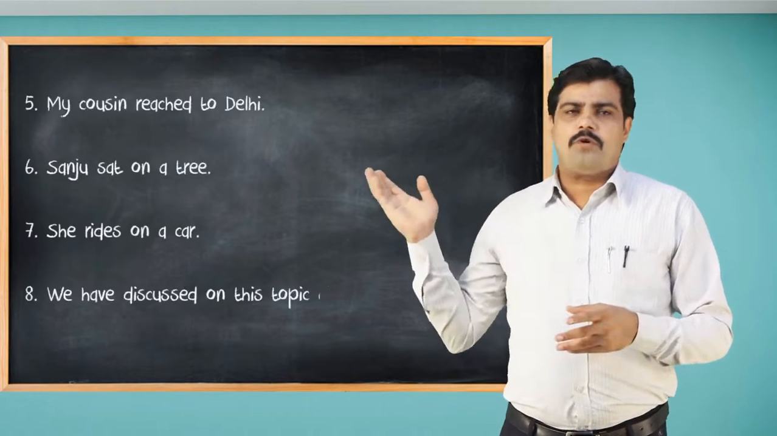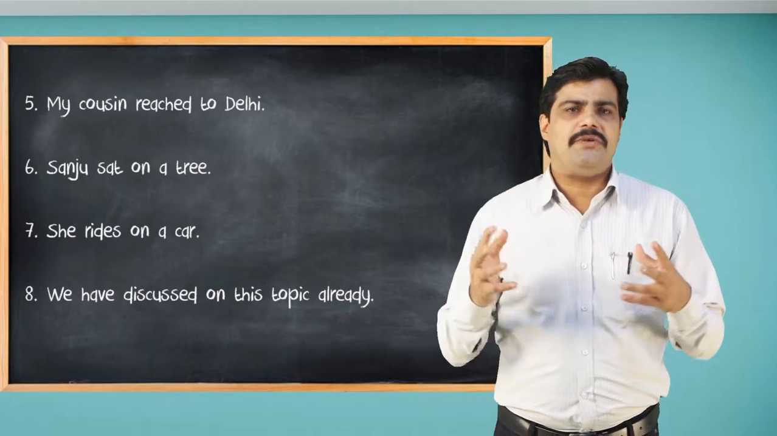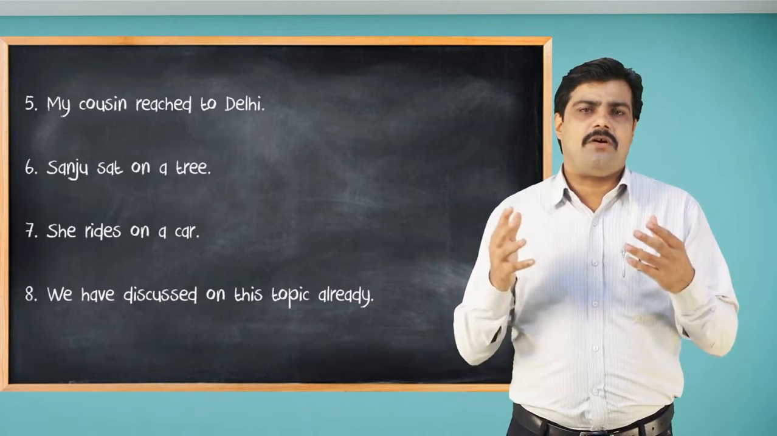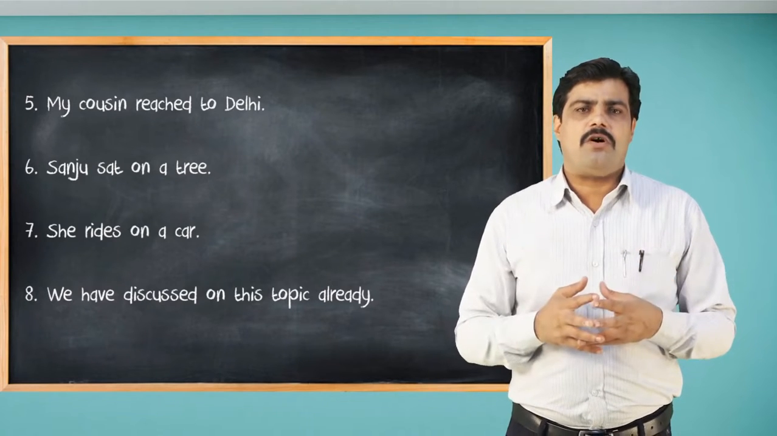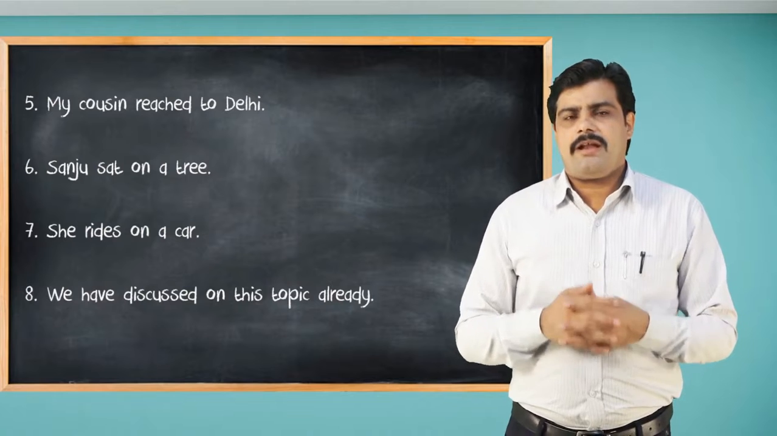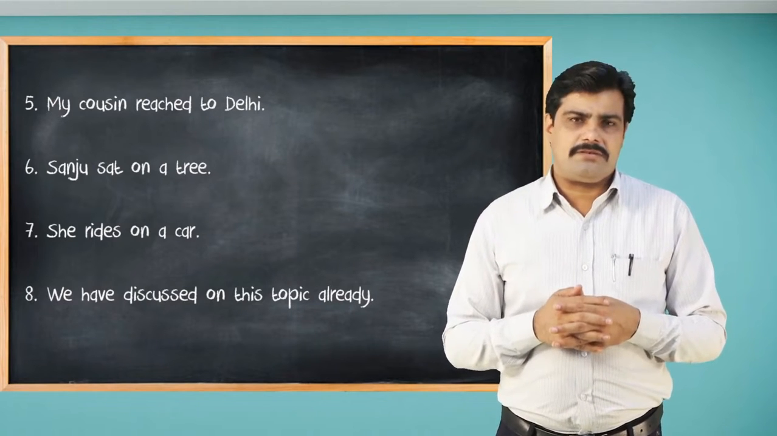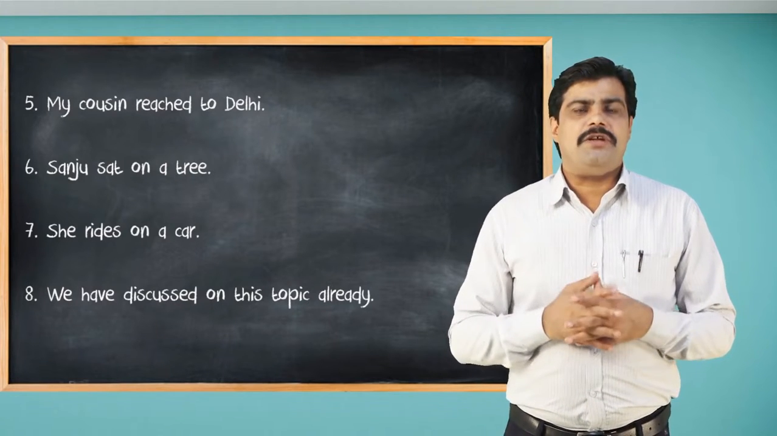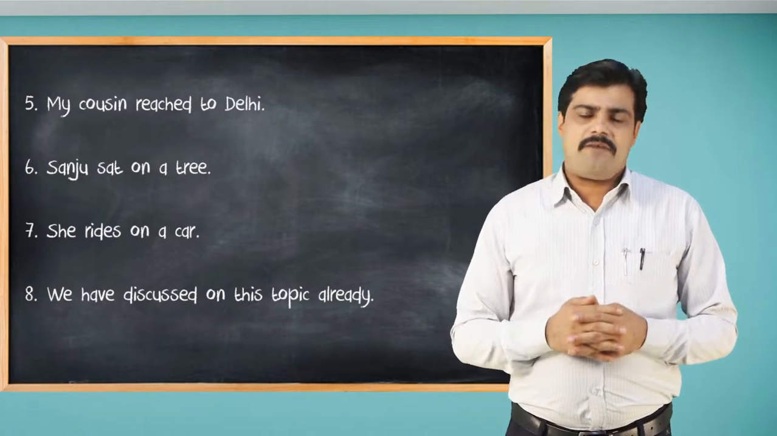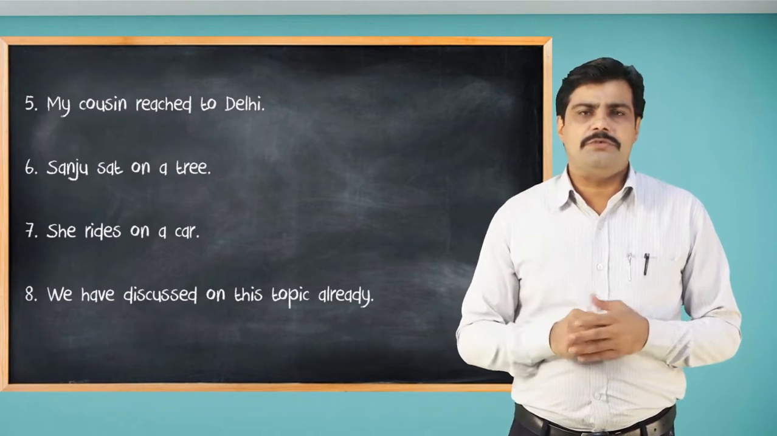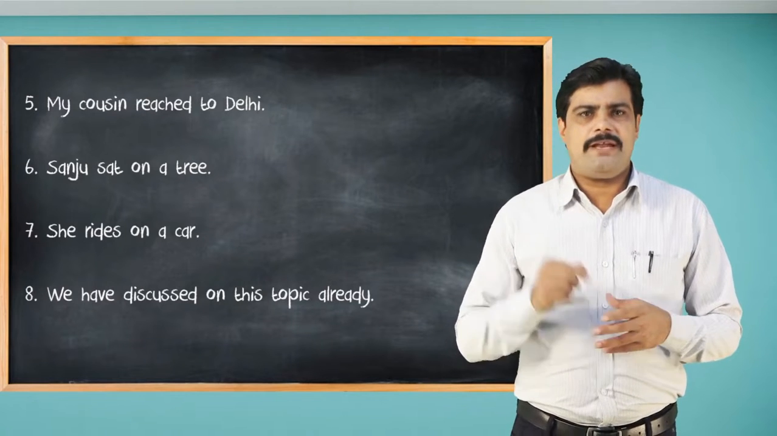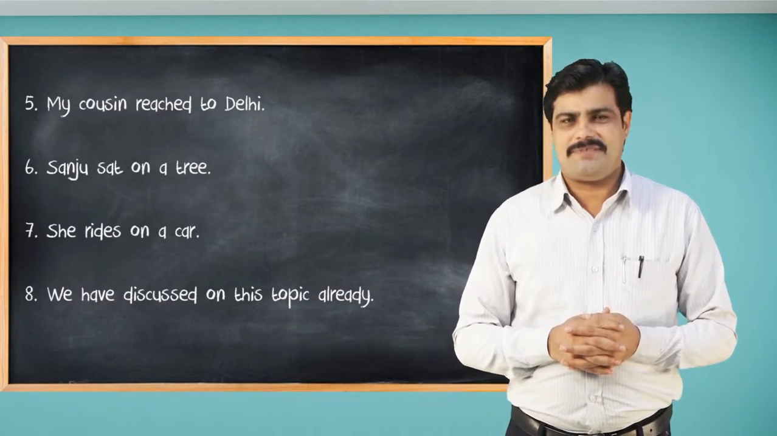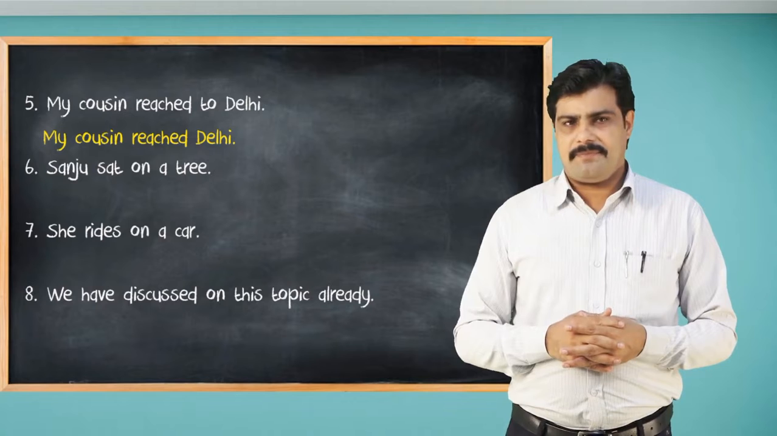Now there are 4 more sentences on the screen. My cousin reached to Delhi. Sanju sat on a tree. She rides on a car. We have discussed on this topic already. Now analyze these sentences and find the errors. Well, let's see. The first one. My cousin reached to Delhi. Just after the verb reach, we never use a preposition. So erase the preposition to because the verb reach doesn't take a preposition. Say, my cousin reached Delhi.